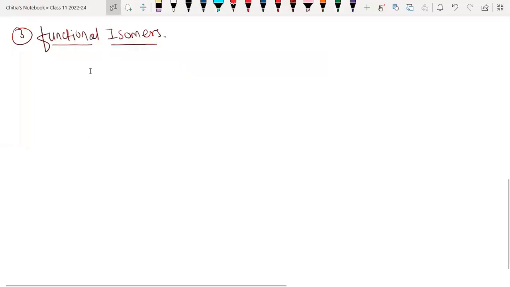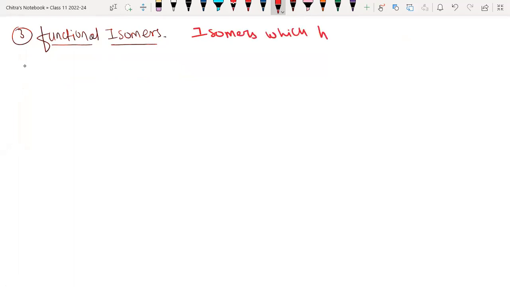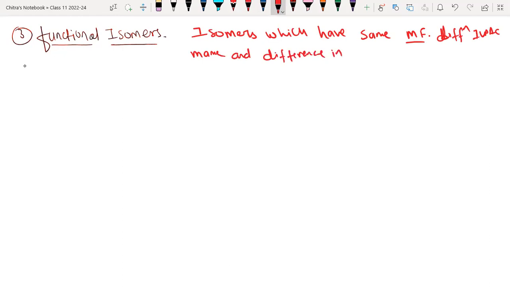Okay, so now we are going to discuss functional isomers. Very important. Functional isomers means what? Compounds, two or more, having the same molecular formula but a difference in functional group. So I'm writing here: isomers which have the same molecular formula, I'm writing MF, molecular formula, but different IUPAC name, and difference in functional group. For functional group I am writing FG. Am I clear, everyone?